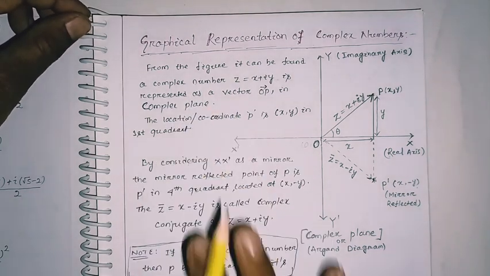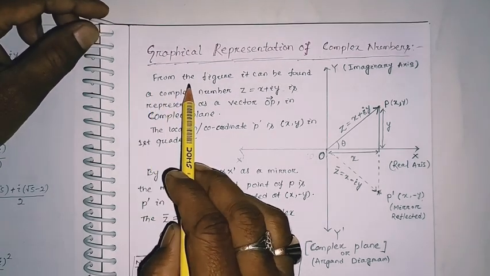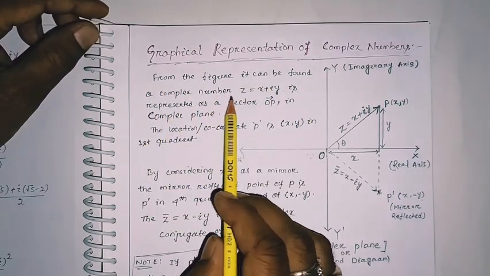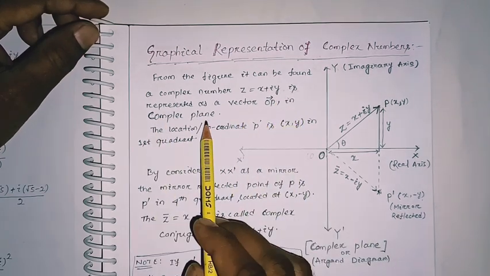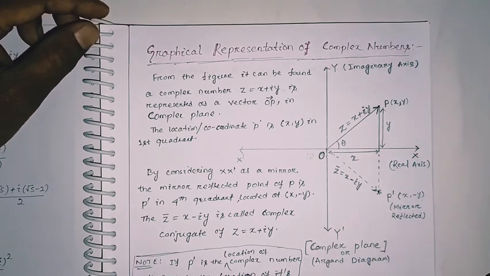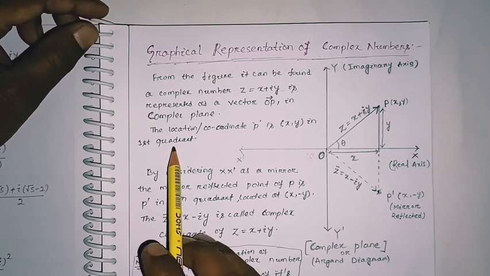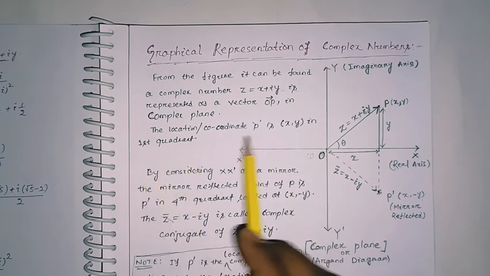Okay, so the same thing I have written in the note. You can write it in a note for your exam. From the figure, it can be found that a complex number z equal to x plus iy is represented as a vector OP in the complex plane. This x'y' is called your complex plane. The location or coordinate of P, this point P, is (x, y) in the first quadrant.